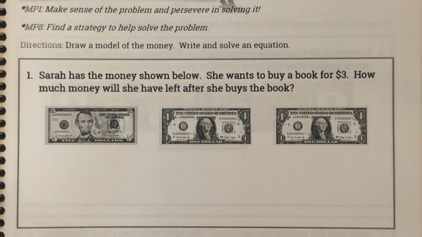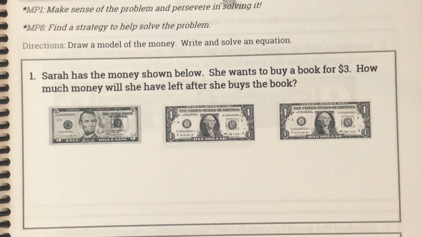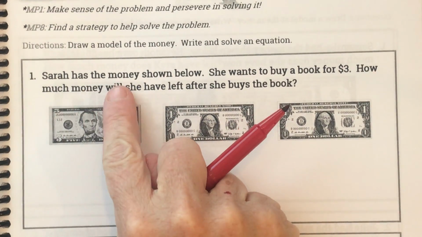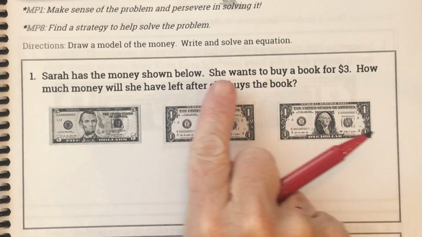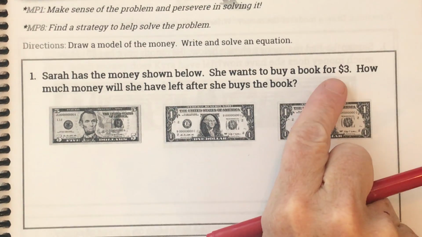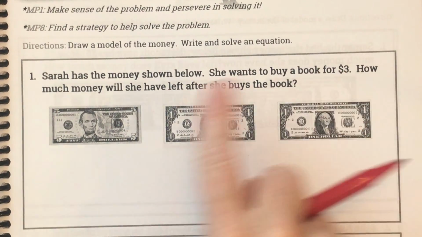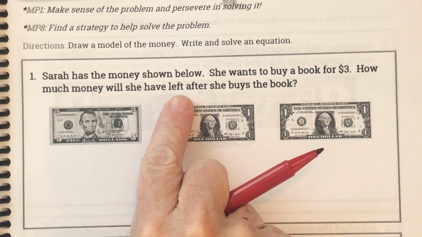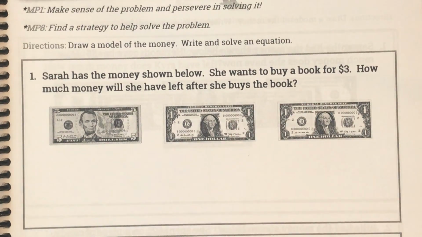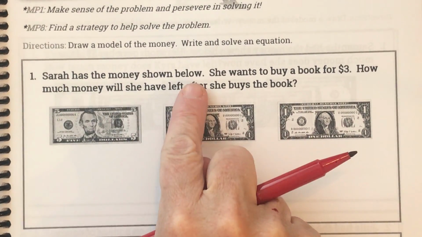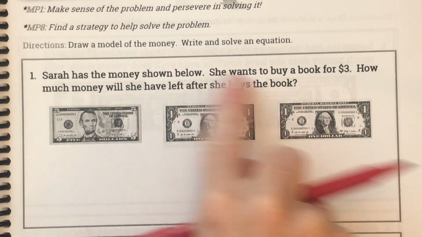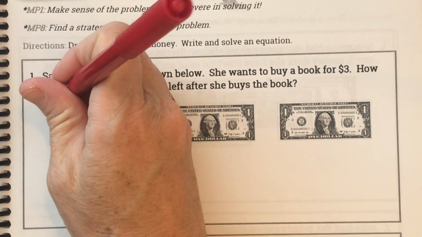And here's my first problem. It says, Sarah has the money shown below. She wants to buy a book for $3. How much money will she have left after she buys the book? Okay, I'm going to go back and read that one more time. Sarah has the money shown below. So it says she has this. How much does she have, friends?